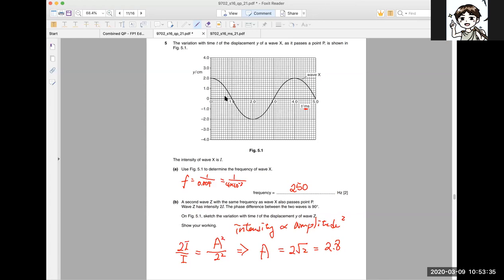So how can you draw that graph? It has a phase difference of 90 degrees. So you can draw it like this, but the amplitude is 2.8. I would rather you put all the points first, like what I did.